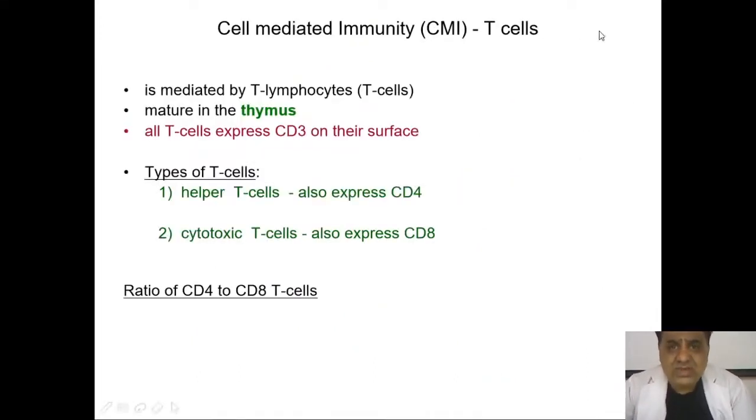So the CMI is by T cells, that is T lymphocytes, which mature in the thymus, and all T cells in the body express CD3 on their surface. So CD3 is a pan T cell marker. These are of two main types: helper T cells, which express CD4, and cytotoxic T cells, which express CD8. This acts as the surface phenotype marker in the body. The ratio of CD4 to CD8 T cells in the body, as you must have read in your earlier biochemistry classes, is 2:1.